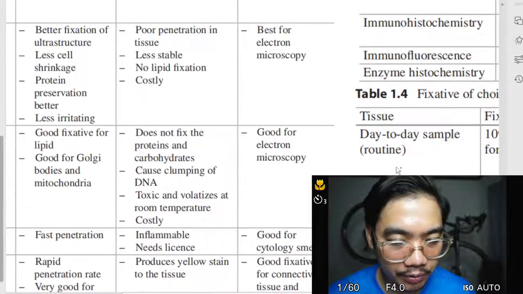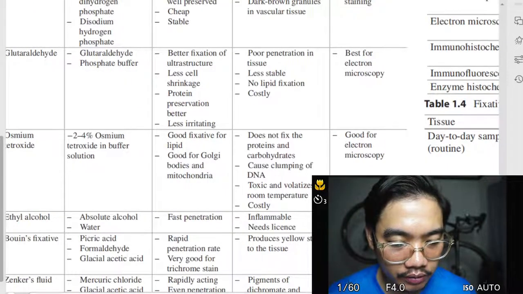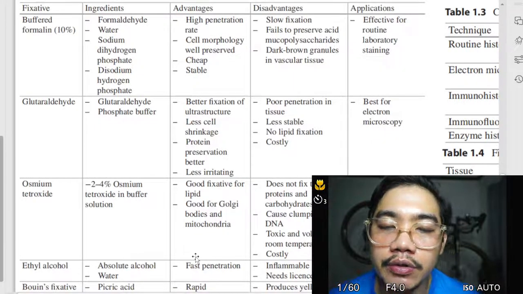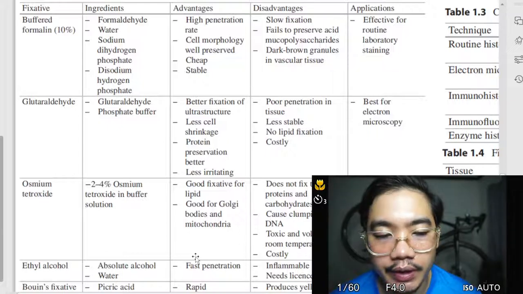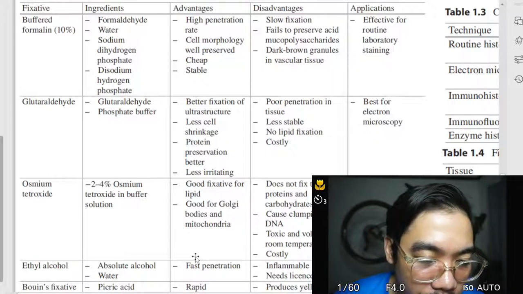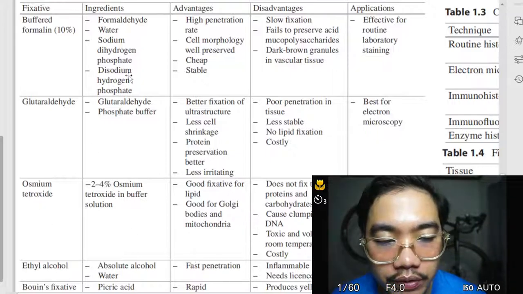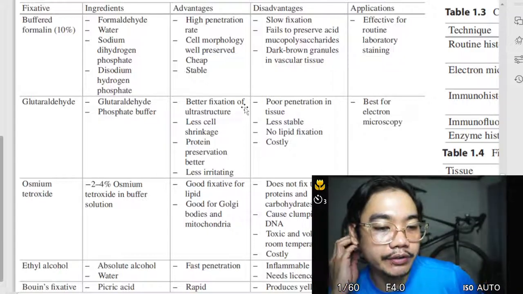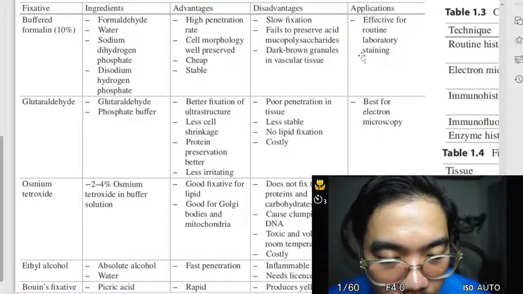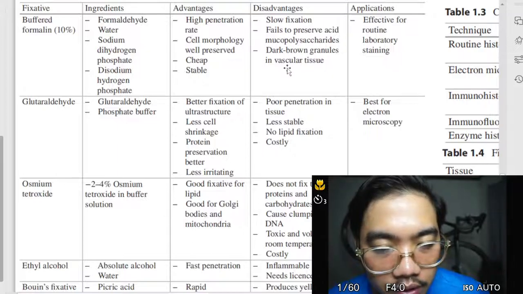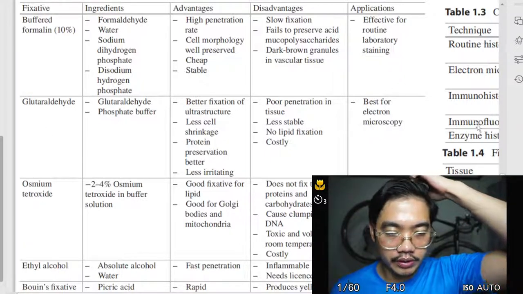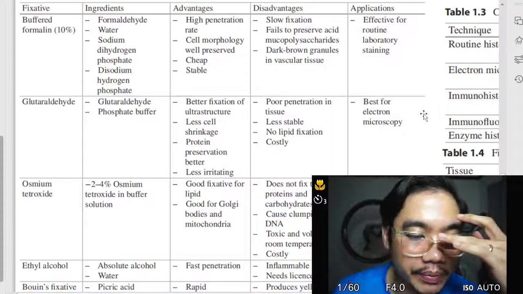So just a rundown on the usual fixatives used, no? Of course, we can't skip buffered formalin, no? The buffer that we use for our formalin is usually phosphate buffer to maintain the ideal pH, good 6 to 8 pH, no? The phosphate buffer component is disodium hydrogen phosphate. Disadvantages: it fails to preserve acid, and it leaves dark brown granules in your vascular tissue. Glutaraldehyde is best for electron microscopy.